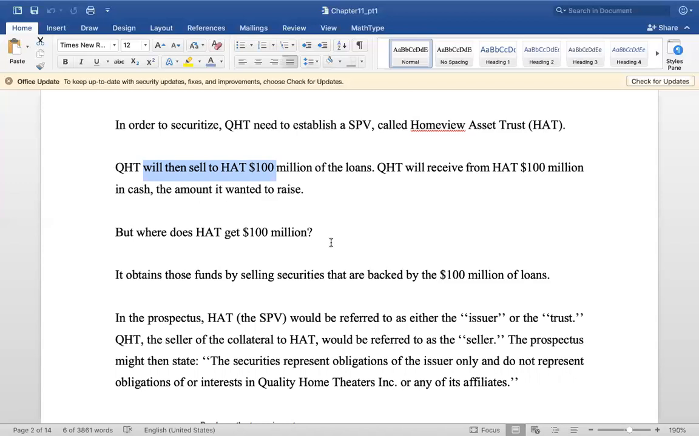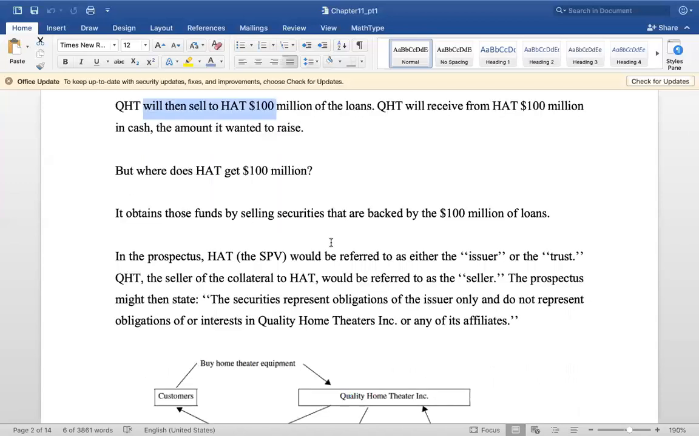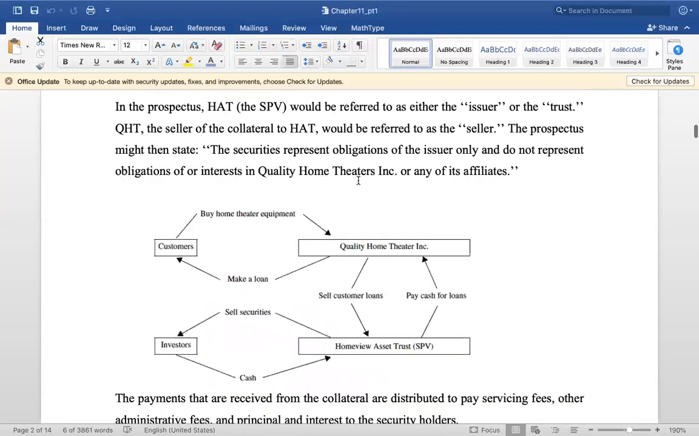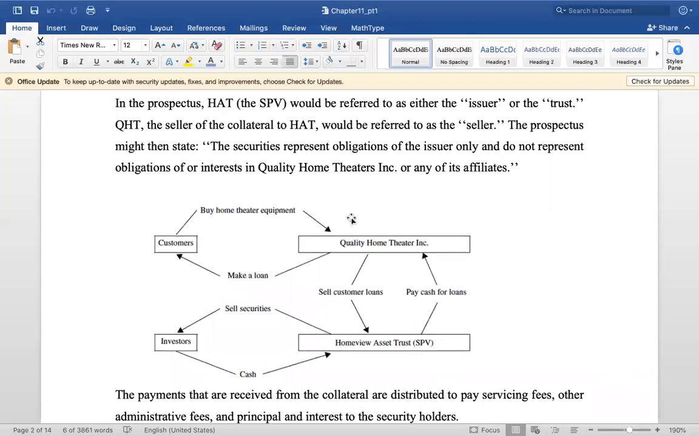So what HAT will do is convert these 100 million of loans into asset-backed securities, sell those securities to the investors, raise 100 million, and pay those 100 million to QHT in return for the loans. The structure will typically look like this.